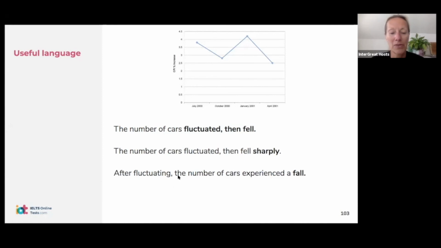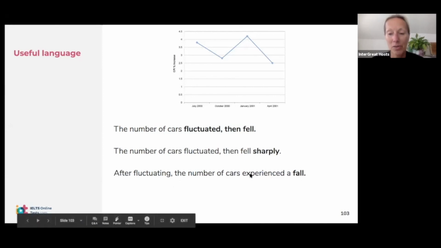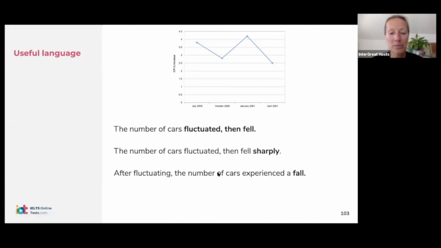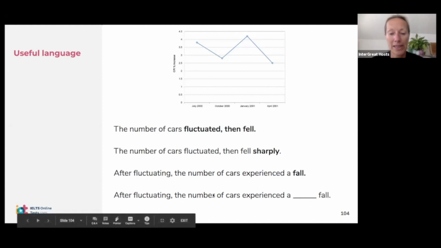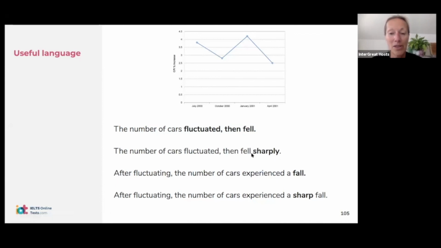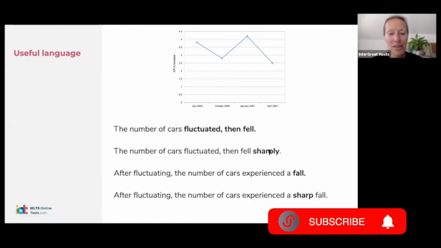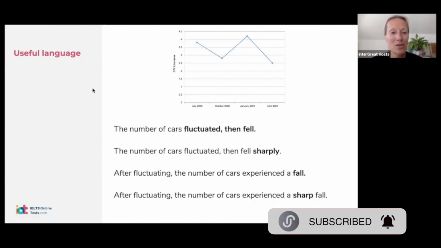Okay, after fluctuating, the number of cars experienced a fall. So you could also say that. Okay, that's a different way of expressing it. After fluctuating, the number of cars experienced what kind of fall? A sharp fall, yeah. So sometimes, in fact, quite often, I just see students making a mistake with the word form. Okay, so make sure that if you're using a noun, it combines with an adjective, right? Not an adverb. Okay, if you're using a verb, it combines with an adverb. Okay, for some reason, these mistakes are really common, so just make sure that you're not making them.